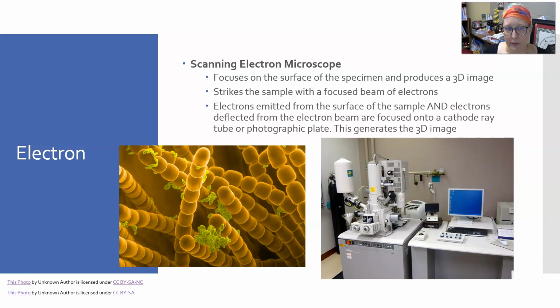And then you have a variation of that. It's the scanning electron microscope, and it focuses the electron beam on the surface of the specimen, not through the specimen, right? And it produces a 3D image. So you can see here the electron microscope image has more of a 3D quality to it. The beam of electrons will strike the sample, and the electrons are emitted from the surface of the sample, and the electrons that are deflected from the electron beam are then focused onto a cathode ray tube or a photographic plate, and that generates the three-dimensional image. This is what a scanning electron microscope looks like.